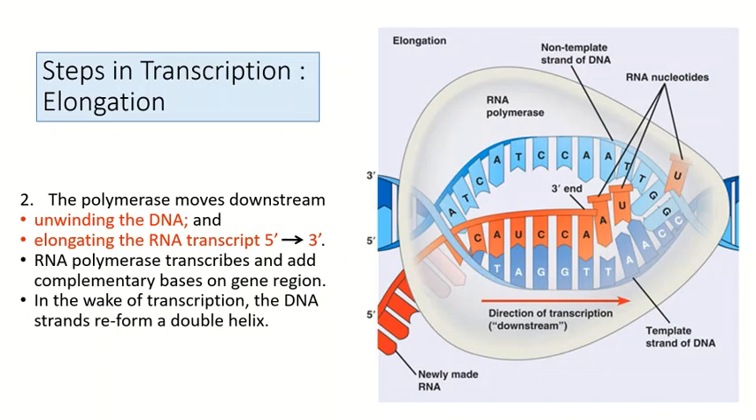So the polymerase, when it moves downstream, is unwinding the DNA together with elongating the RNA transcript in the 5' to 3' direction. The 5' to 3' here refers to the new strand of mRNA. So RNA polymerase transcribes and adds complementary bases on the gene region.